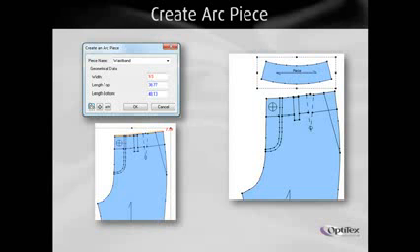This is a new tool, Create Arc Piece. This allows you to create a shaped waistband, for example. So you can select, and it's under Piece, New Piece. So you can select the width, the length on the top, and the length on the bottom. And you get a beautiful arc piece. This was a popular request from a lot of customers.